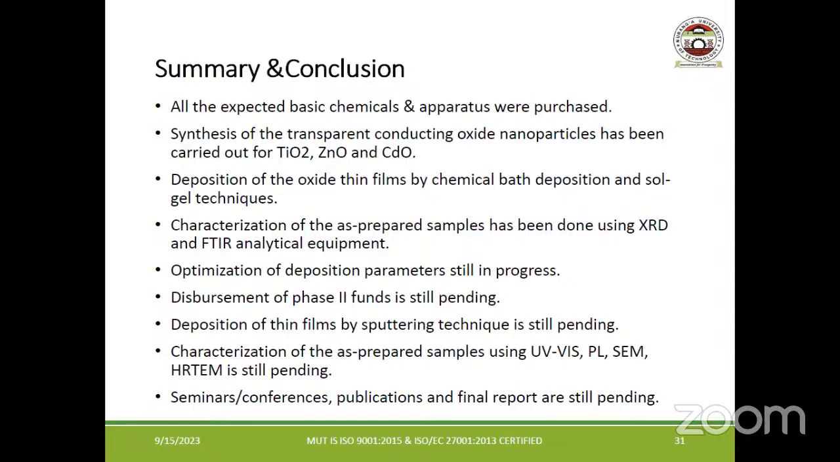Also, the seminars and conferences are still pending. Publications and of course the final report are still pending with us, but we are hopeful and positive that in this next phase that we are entering now, we'll be able to complete the characterization and also complete the write-ups in terms of papers and submission for publication. I know there's still a lot that we can talk about, but this is just a summary of our milestones so far.